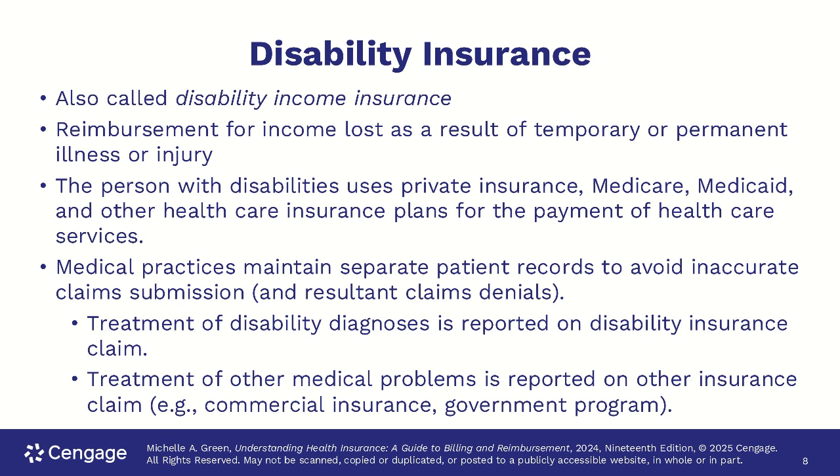So, the person who actually has disabilities will either use private insurance, Medicare, Medicaid, or other insurance for their health care services. So, this insurance covers the income, not the health care. Again, organizations generally will have separate records, and disability benefits are generally paid when you can't do your regular work, right? You were employed when a diagnosis associated with the disabilities was established. You actually have that insurance.